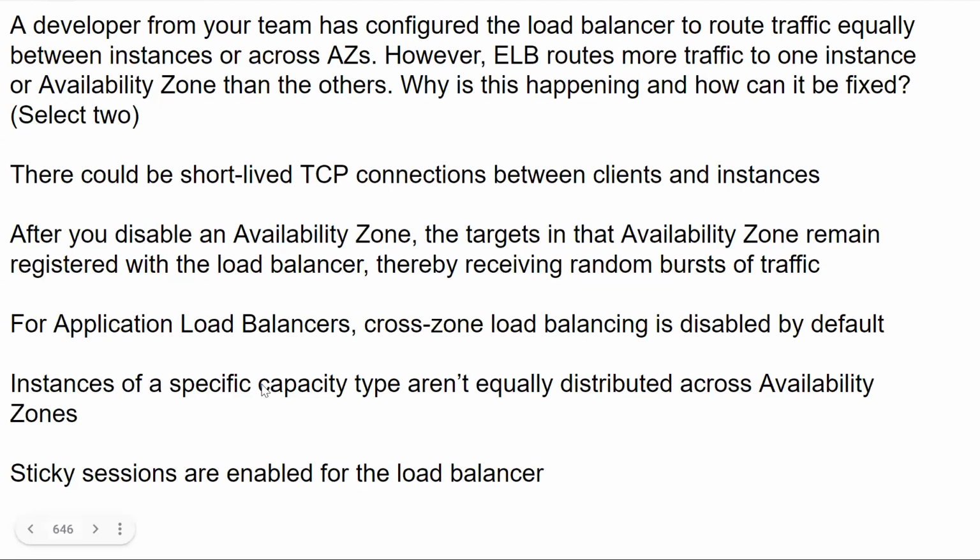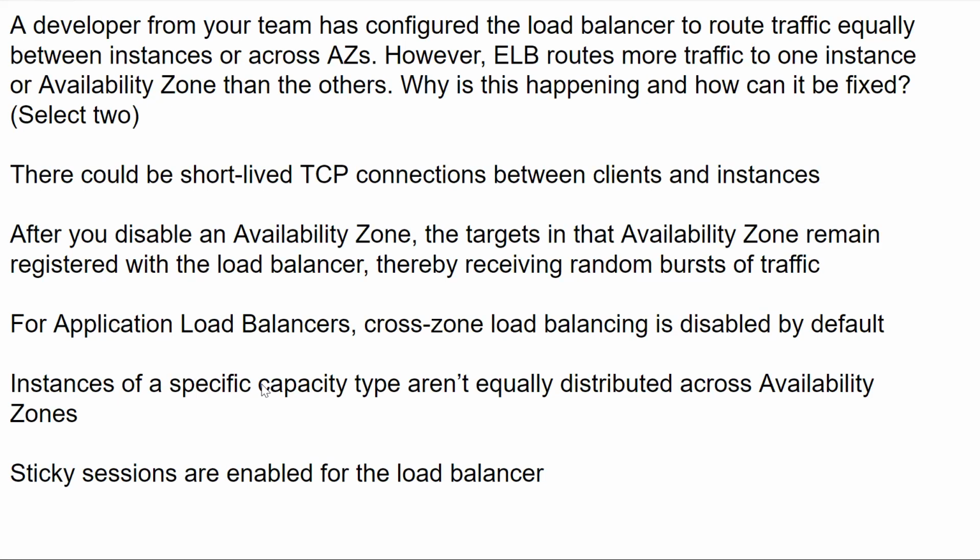A developer from your team has configured the load balancer to route traffic equally between instances or across AZs. However, the elastic load balancer routes more traffic to one instance or availability zone than the others. Why is this happening and how can it be fixed? Select 2. There could be short-lived TCP connections between clients and instances.